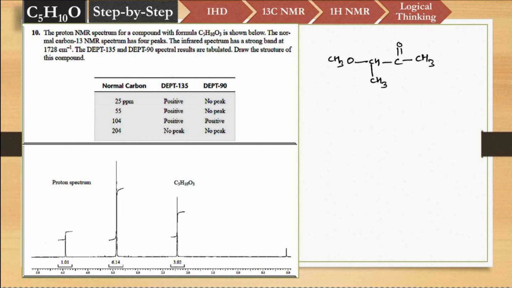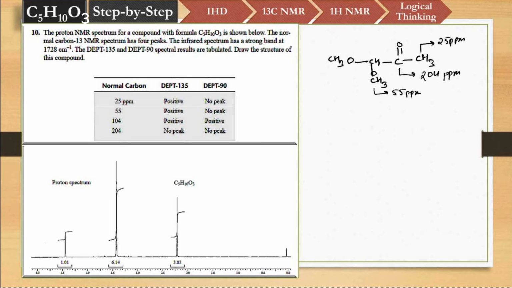If it is the correct structure, then we must be able to assign all the carbons. So this signal will show at 25 ppm. This will come in the highly deshielded region, which is 204 ppm. This methoxy will come around 55 ppm, and these are equivalent, so you will see only one signal, and this one will come at 104 ppm. Now you understand why it is coming at 104 ppm, because it is attached to 2 oxygens and further to the keto group. That's why it is highly deshielded, almost the same as a benzene carbon. So this structure is fully consistent with the 13C NMR.